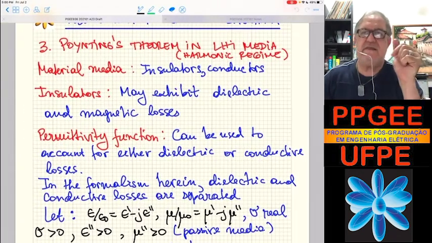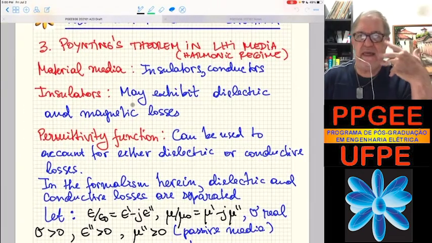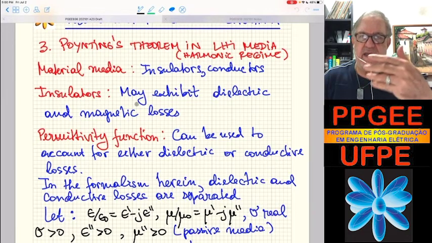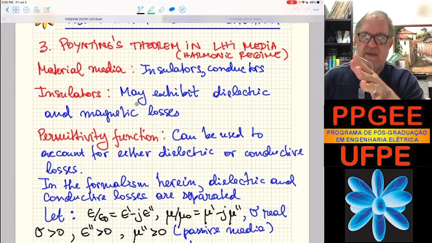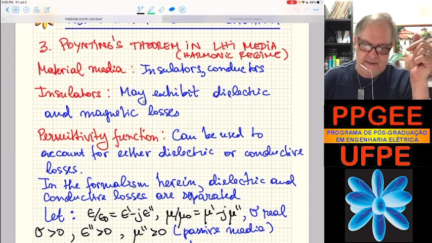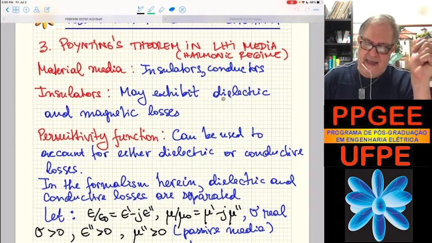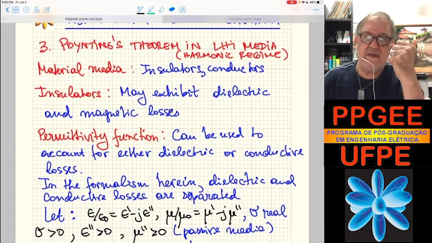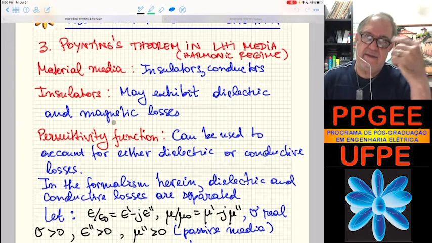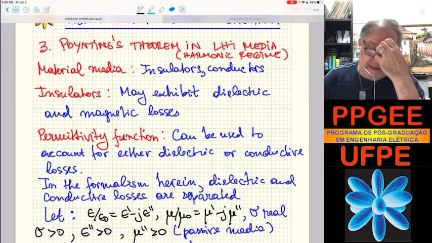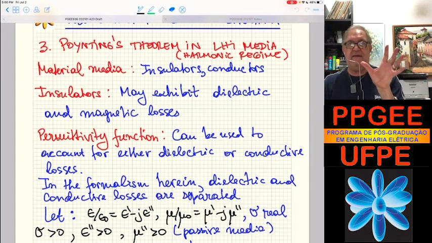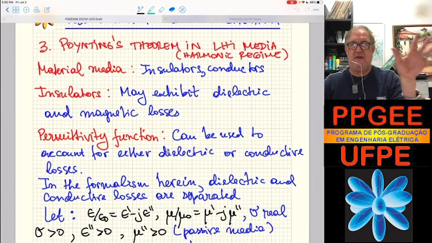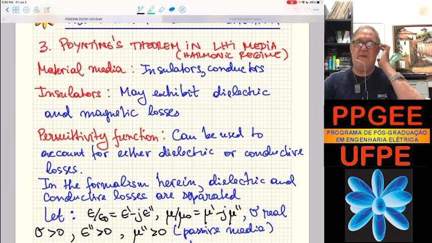Let's look into the Poynting theorem, how it looks when you now take into account the fact that for harmonic fields, the response depends on frequency and might have real and imaginary parts. Okay, so you might have insulators and conductors. Insulators may exhibit dielectric or magnetic damping losses, right? Damping constants are due to loss, as we showed before. And the function that we just derived using the harmonic oscillator model can be used to represent other properties like the permeability, right?